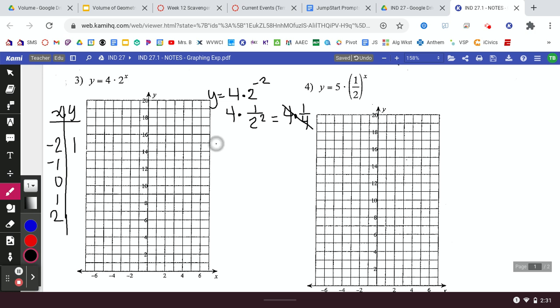All right, now we're going to do 4 times 2 raised to the negative 1. I have to deal with that negative first, so 4 times, flip it over, and when I apply the 1 exponent, it just stays 1/2. So what's 1/2 of 4? 2, so I can plug a 2 in here.